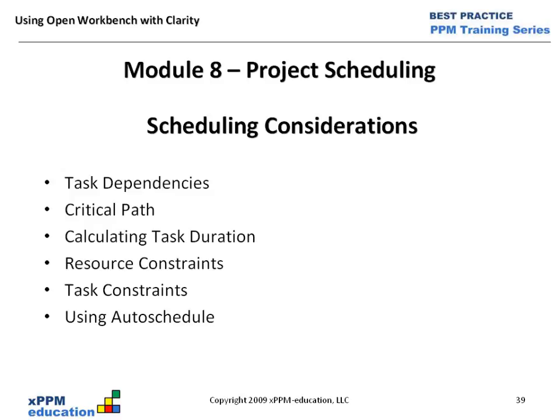By checking resource constraints when we do an AUTOSCHEDULE, it ensures that resources are not overcommitted in their allocation to the project.